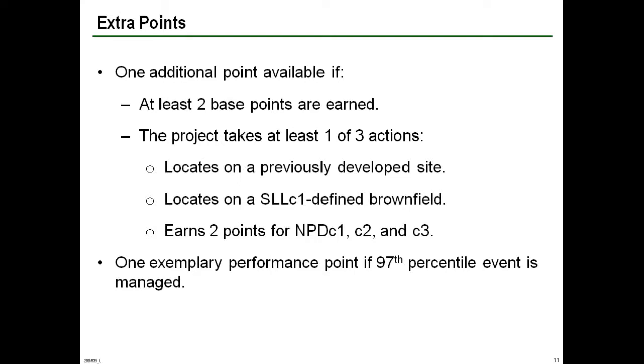Those extra points I spoke about can be earned a couple of ways. First, 1 additional point is available if at least 2 base points are earned and the project takes at least one of the following 3 actions. It either locates on a previously developed site, or it locates on a brownfield that qualifies under the SLL Credit 1 definition of a brownfield, or it earns 2 points for neighborhood pattern and design credits 1, 2, and 3. A project can also earn an exemplary performance point if the 97th percentile event is managed.